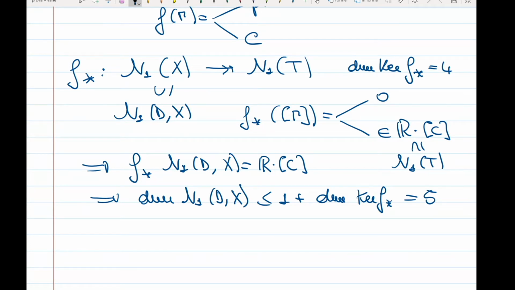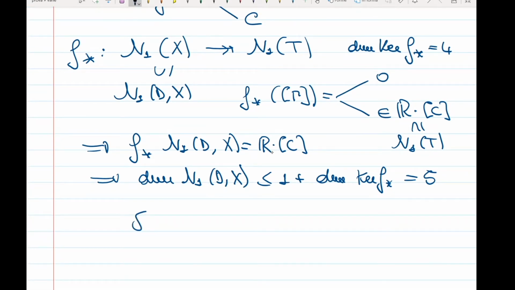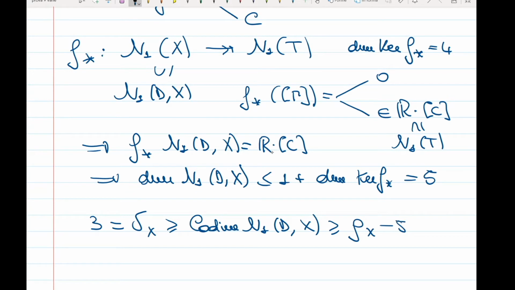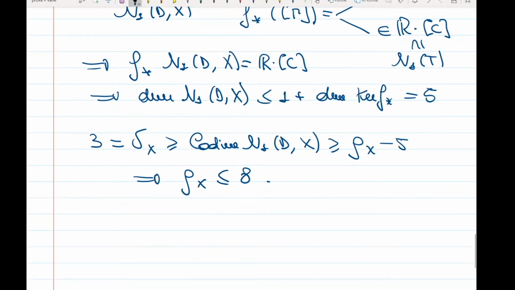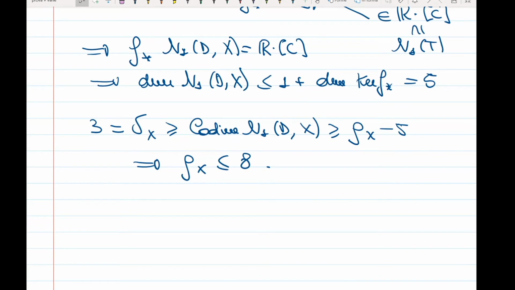So this contraction F gives us a divisor, I mean the situation gives us a divisor where the dimension of N1 of dX is at most 5, okay? And then we know that delta was 3 by assumption, but this was the maximal codimension of N1 of dX, and this is bigger or equal than rho minus 5, and so we deduce that rho is at most 8. So we see that Fano fourfolds with Lefschetz defect equal 3 have Picard number at most 8.